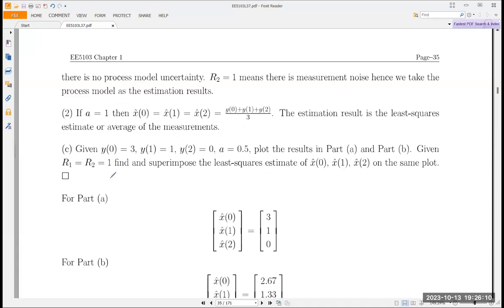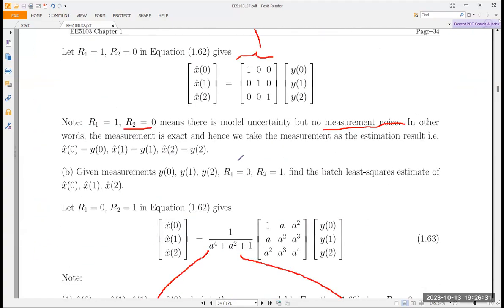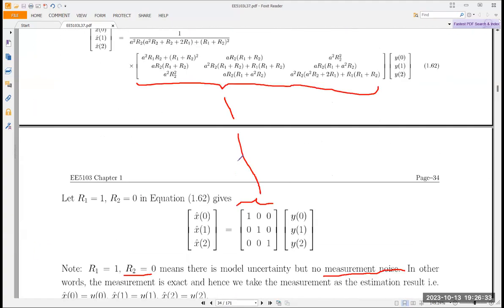Okay, part 3. Part 3. Okay, I give you some measurement now. So y0 is 3, y1 is 1, y2 is 0. A is 0.5. You plot the results in part A. So what you need to do now is part A, 0.5. So you go to part A. Where is part A?